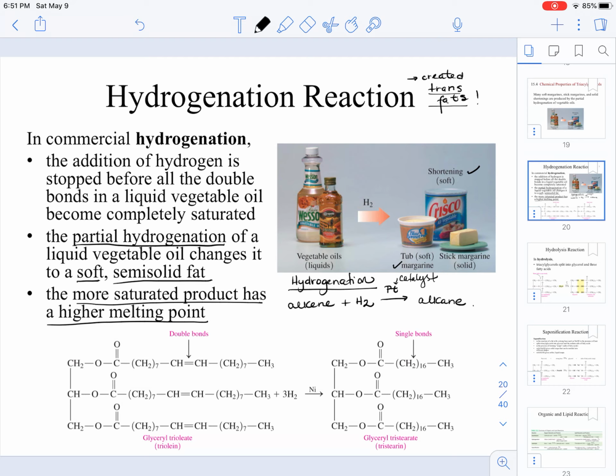Now, understand that if you buy margarine or even shortening in the market right now, they actually precisely say no trans fat, because in industry they have done extra purification steps to remove the trans fats that result from the hydrogenation reaction of oils.